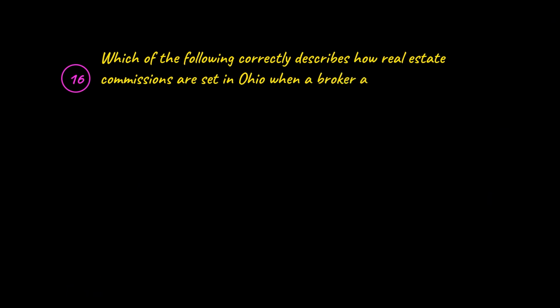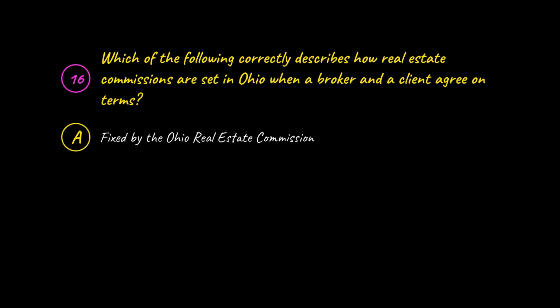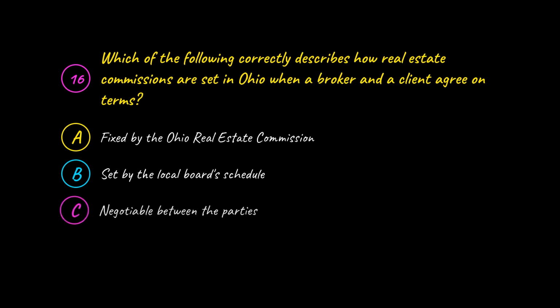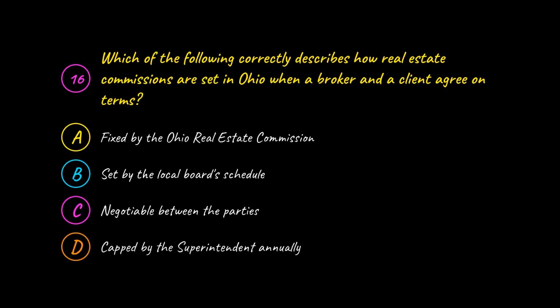Question 16. Which of the following correctly describes how real estate commissions are set in Ohio when a broker and a client agree on terms? Your options are A. Fixed by the Ohio Real Estate Commission. B. Set by the local board's schedule. C. Negotiable between the parties. D. Capped by the superintendent annually. Got a guess? Lock it in.